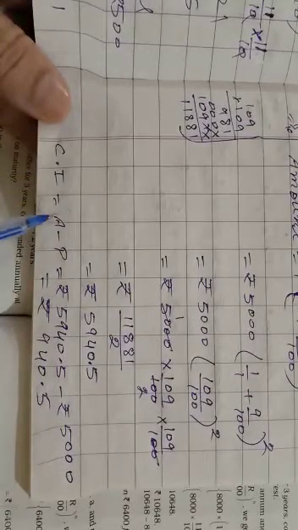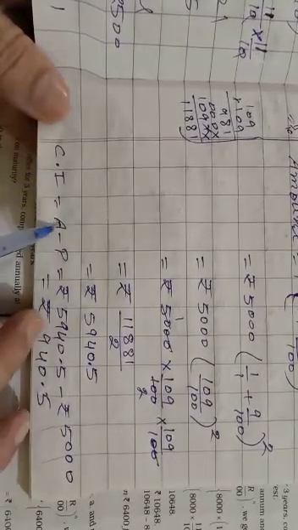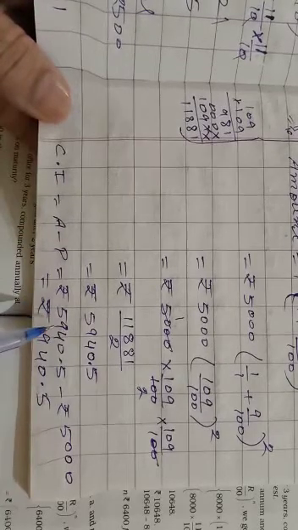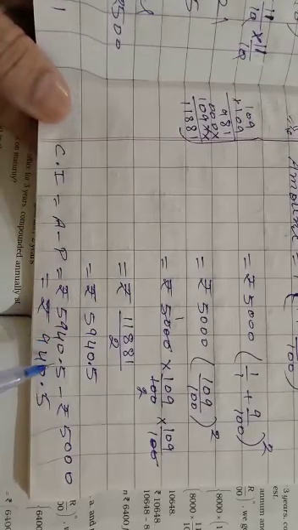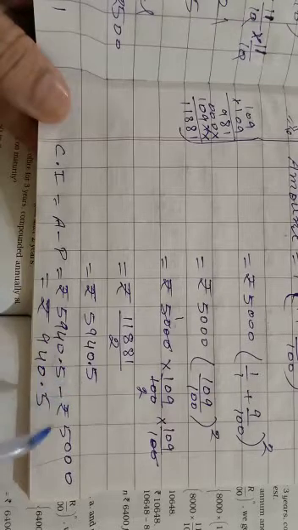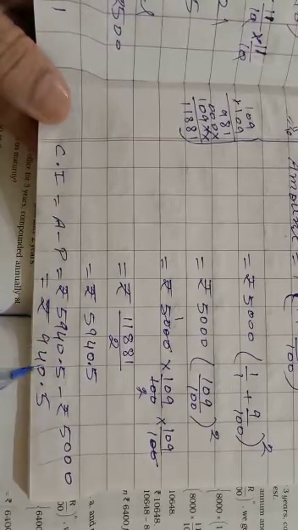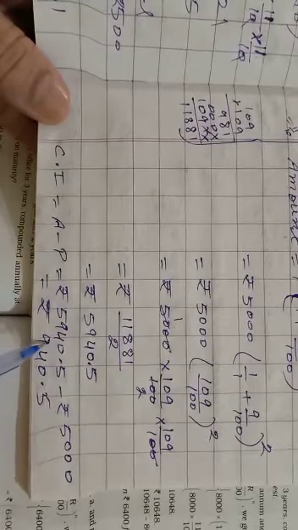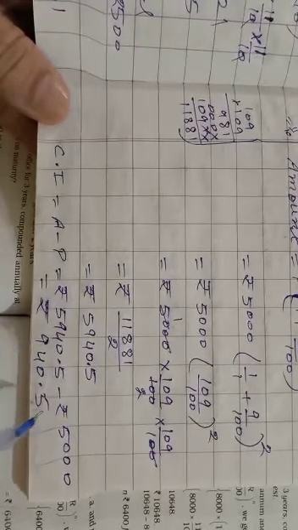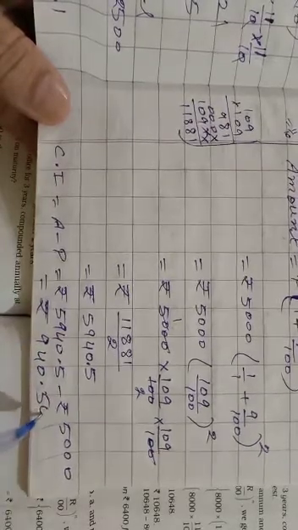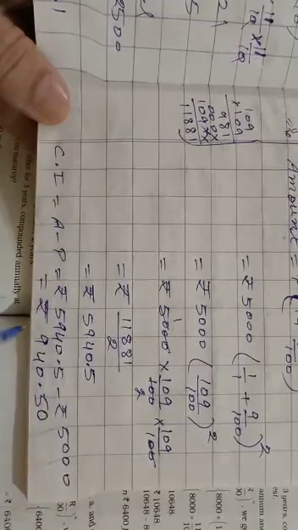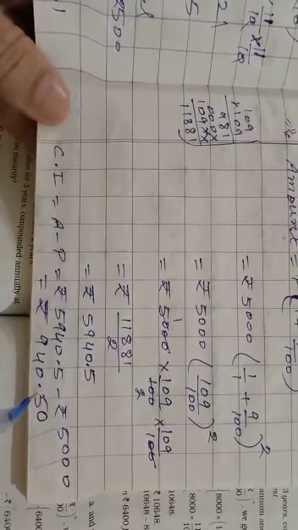Formula of compound interest: amount minus principal. Value of amount is rupees 5,940.5 minus rupees 5,000. That is rupees 940.5. Rupees 940.5. Can we write 940.50? This is your compound interest.